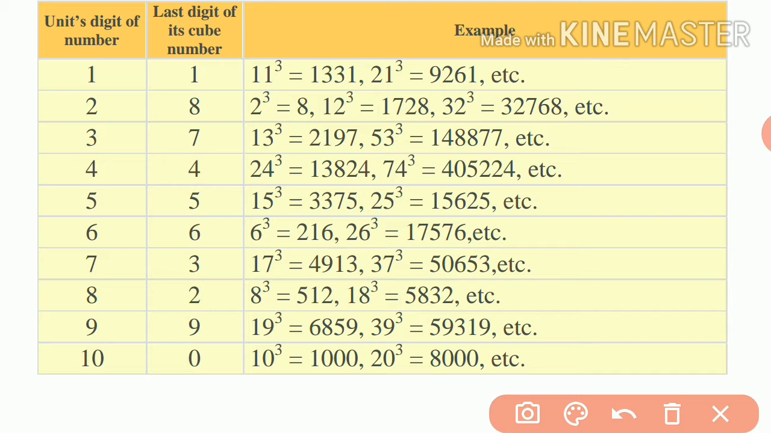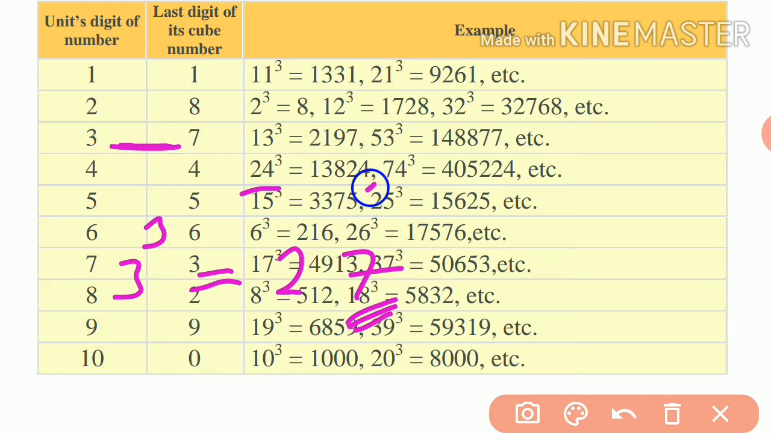Similarly, when we cube a number that ends with 3, then its result will end with 7, like 27. So 3 corresponds to 7. Similarly, if we cube 24, its ones digit is 4, and the cube of 24 ends with 4, and similarly the cube of 74 ends with 4.